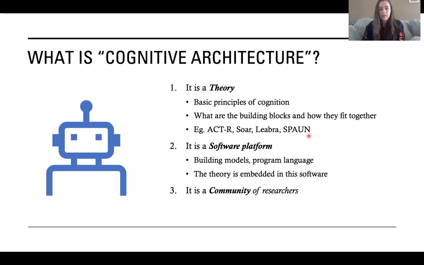Second, cognitive architecture is a software platform. So there are different models and programs and software that put this theory to practice. And third, cognitive architecture is a community of researchers. So it takes a bunch of different people to be able to make these models and software and programs. And there's also people who research, teach, and lecture the theory itself.